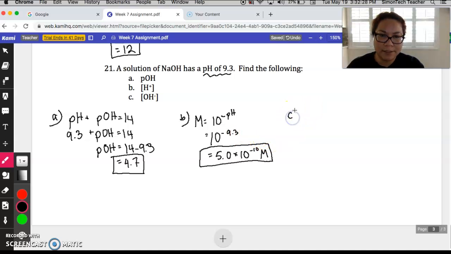Now let's find the concentration for the base. Again, we are using that equation. Sorry about all the loud noise in the background. Today is trash pickup day.